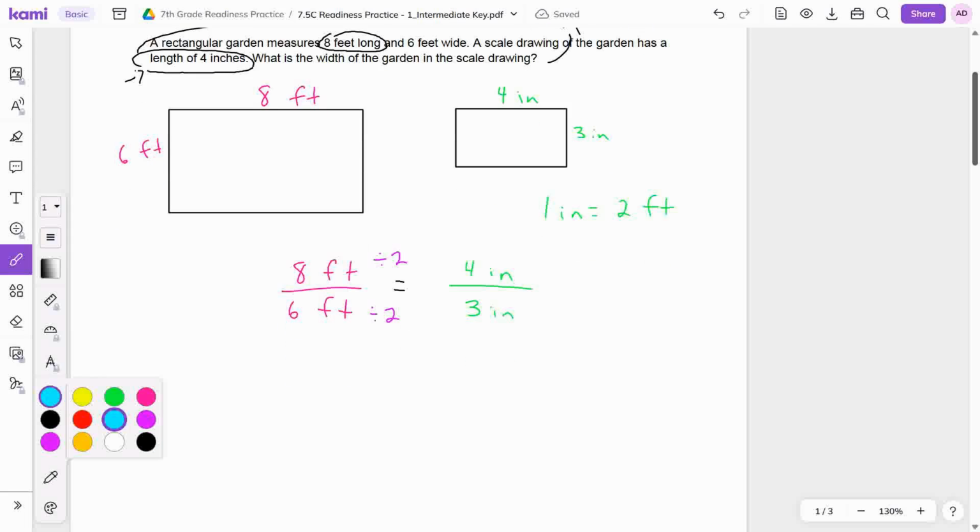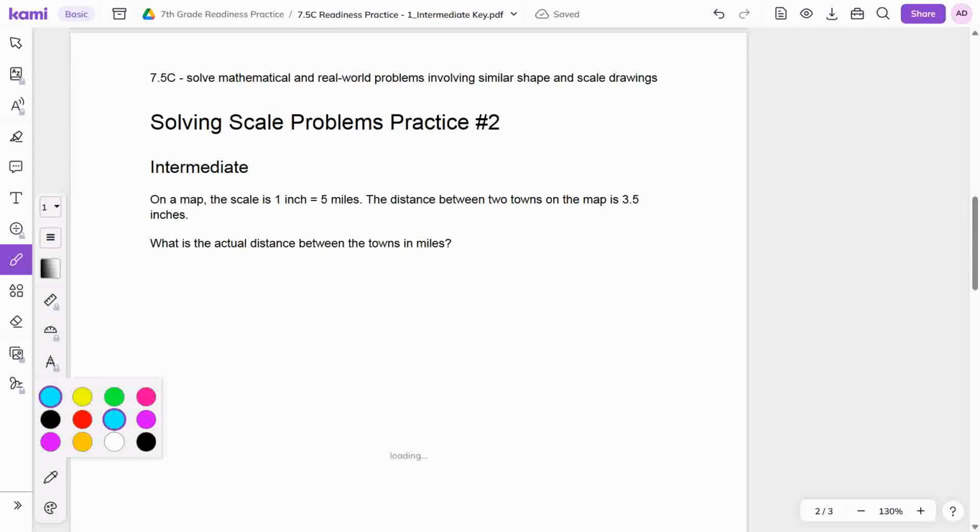All right, so next we are looking at solving scale problems number 2. On a map, the scale is 1 inch equals 5 miles, and the distance between two towns on the map is 3.5 inches. So what is the actual distance? All right, so let's just set up our proportion here. We've got 1 inch equals, I'm going to do it like this, 5 miles.